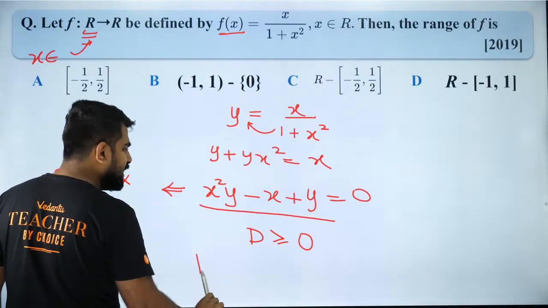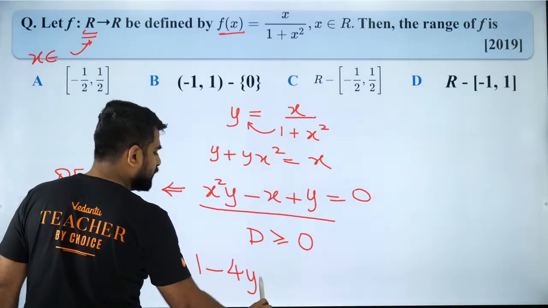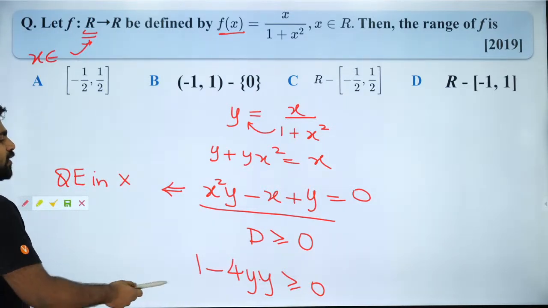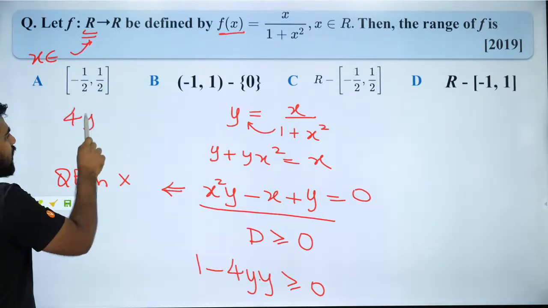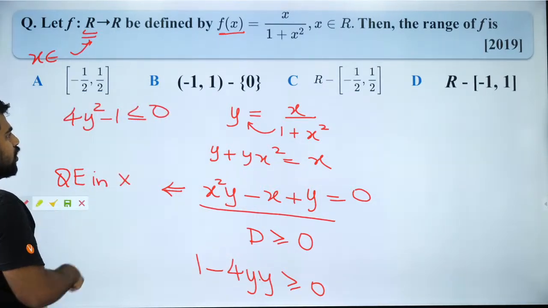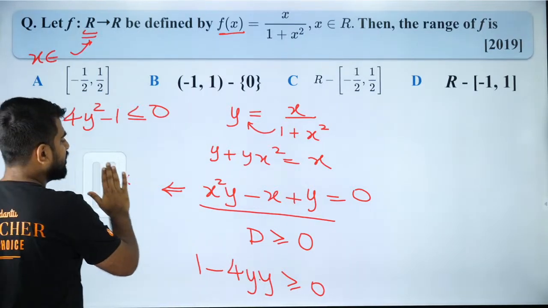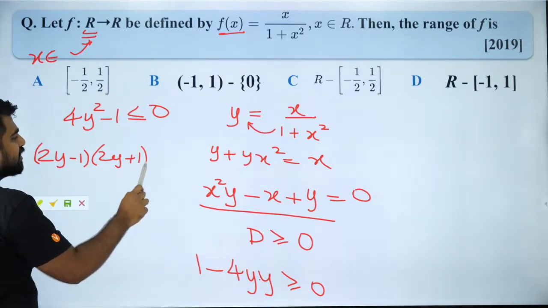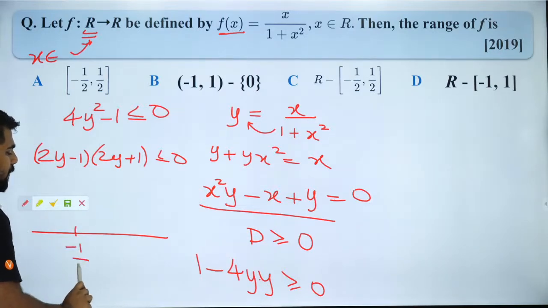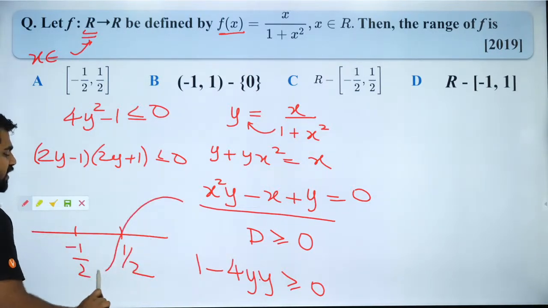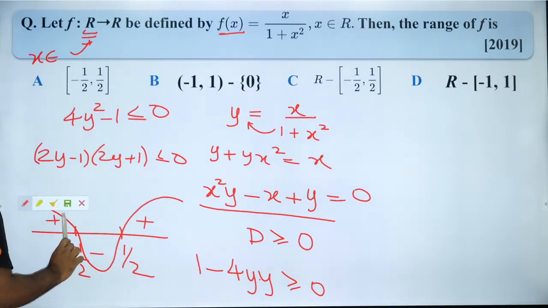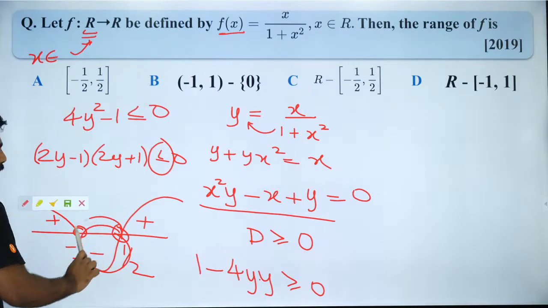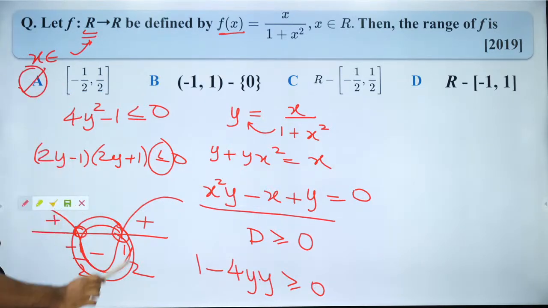And what is the discriminant? The discriminant is nothing but b square minus 4ac, and that should be greater than or equal to 0. That's it. Solve it and get the answer. What will you get? You will get 4y square minus 1 is less than or equal to 0. If I solve it by factorization, I'll get 2y minus 1 into 2y plus 1 is less than or equal to 0. So I will draw the wavy curve. I'll draw minus half, I'll draw plus half. I will start the wavy curve, and this will be plus, minus, and plus. I want less than or equal to, so it is the region between these two. So minus half to plus half, both included, will be my answer.